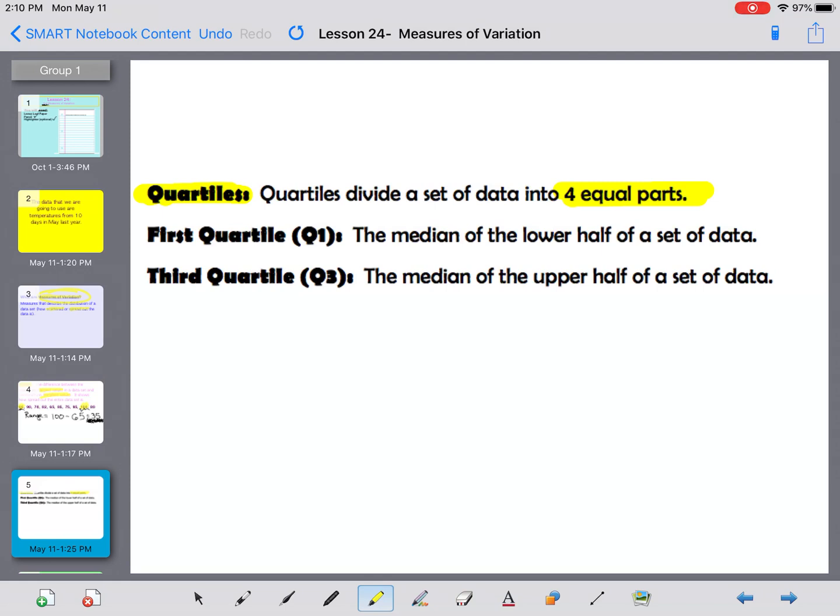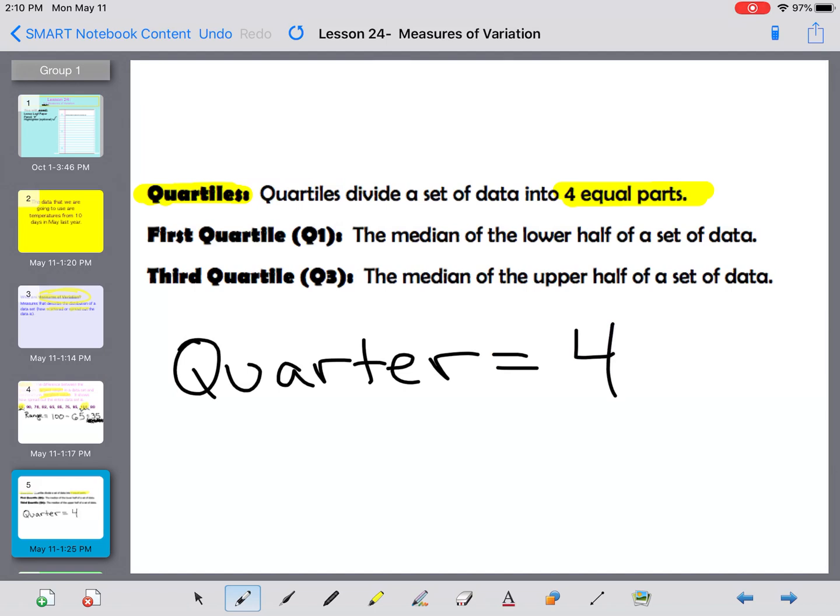When I think of quartiles, I think of quarters. How many quarters are in $1? If you said 4, you're absolutely right. So there's 4 quarters in $1, and each one is usually 25 cents. Keep that number in mind. We'll use it a little bit later.